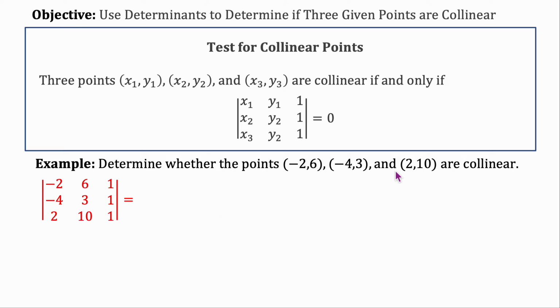You'll notice I've just taken our 3 points, -2, 6, -4, 3, and 2, 10, and put them into our first two columns. Now, there are multiple ways to find the determinant of a 3 by 3. Oftentimes, we use our top row to set up our minors. There's a diagonal method. There's lots of different methods to do it. Since these ones are so nice in this column, I decided to expand it by this column here.